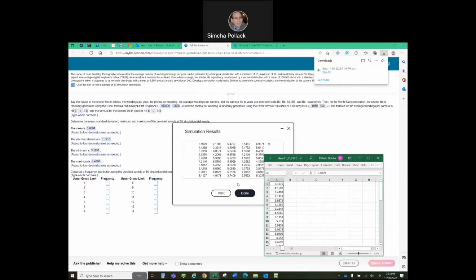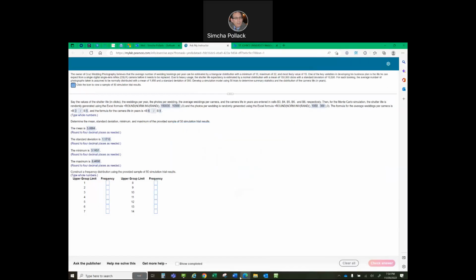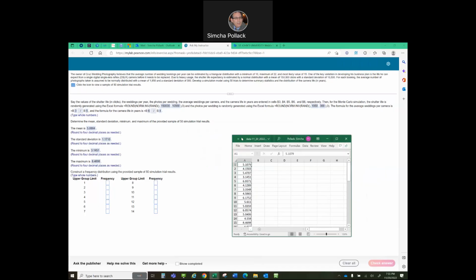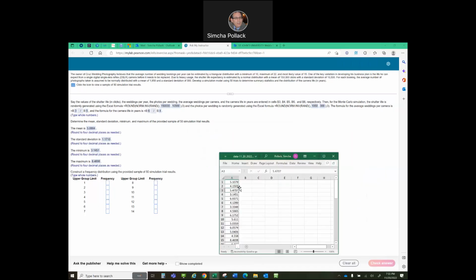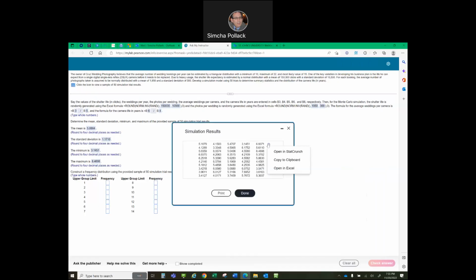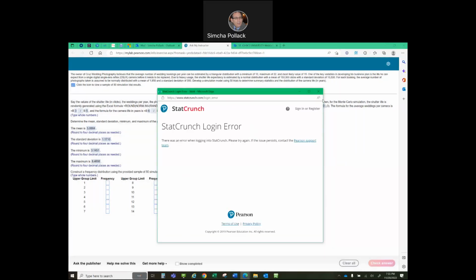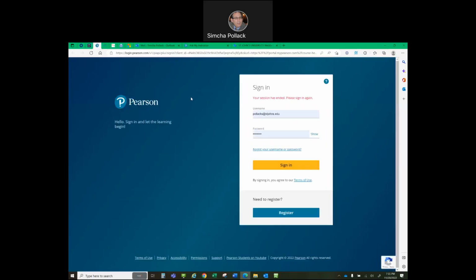And they want us to tell you the following statistics. What is the mean? What is the standard deviation? What is the minimum? What is the maximum? And finally, create a frequency distribution. Well, you know what? It's much easier to do this. I'll use Excel for the frequency distribution, but I'll use StatCrunch for all the other statistics, which are really easy in StatCrunch. Oh, we're not logged in. Let me log into StatCrunch.